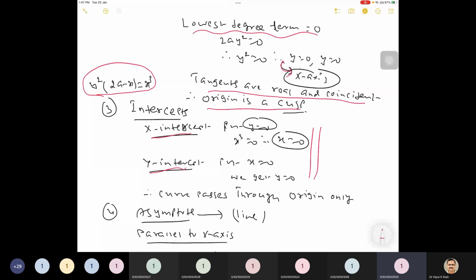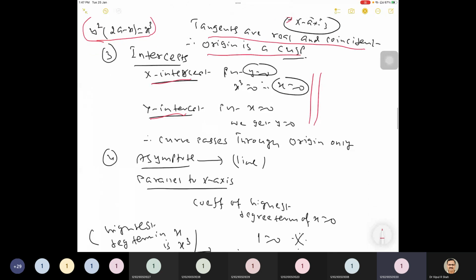So curve passes to the origin only. Understand? Now next part is asymptote. Basically, asymptote is a tangent, and any tangent is a line. So let us find asymptote parallel to x-axis. Again, what is the thing? Coefficient of highest degree term of x should be made equal to 0.